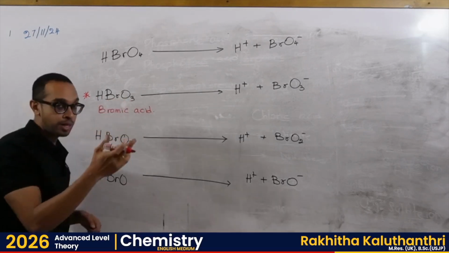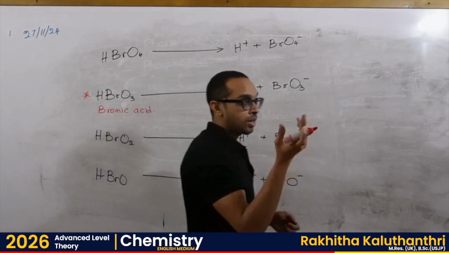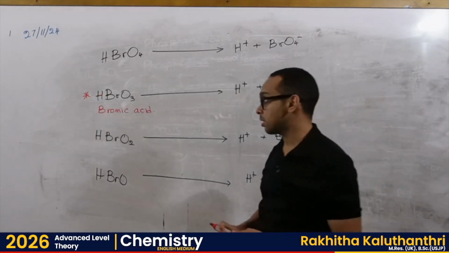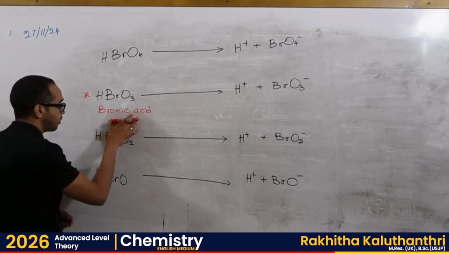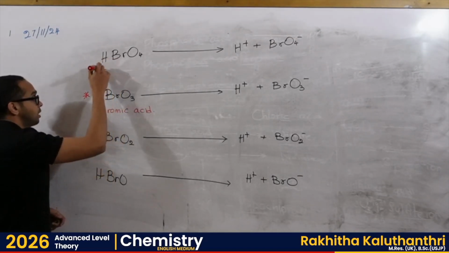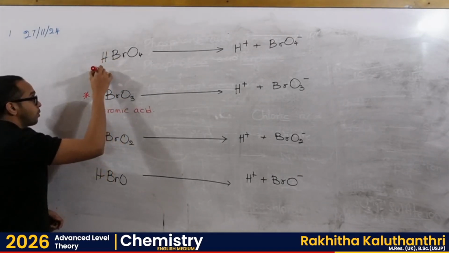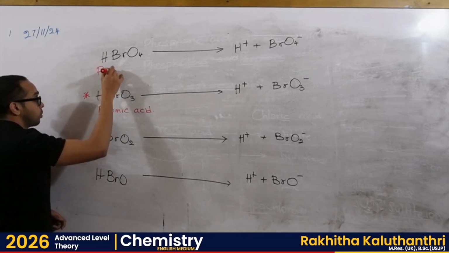When it comes to other acids, for example sulfuric, phosphoric, the number of oxygens that are connected to them is different, right? So this is the starting point. This is called bromic acid. This one, there's 1 more oxygen, so therefore this is called perbromic acid.